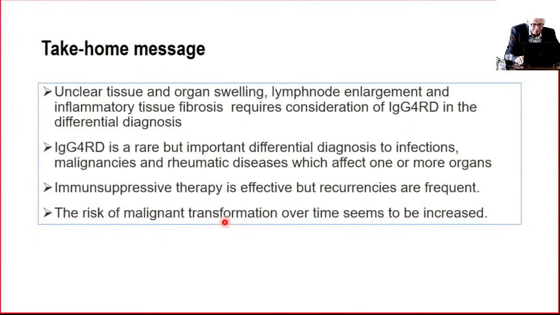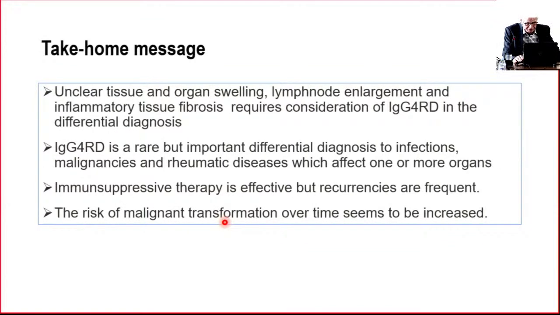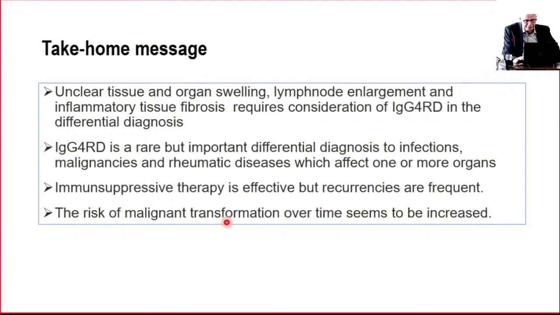0.04% to begin. Now, the take-home message is if you have unclear tissue or organ swelling, lymph node enlargement, and inflammatory tissue fibrosis, you should actually think of IgG4-related disease in the differential diagnosis. It's not monoclonal, it's polyclonal. It's a rare but important differential diagnosis to infections, malignancies, and traumatic diseases, and it may affect more than one organ. Immunosuppressive therapy is effective, but recurrences are frequent. The risk of malignant transformation over time seems to be increased.